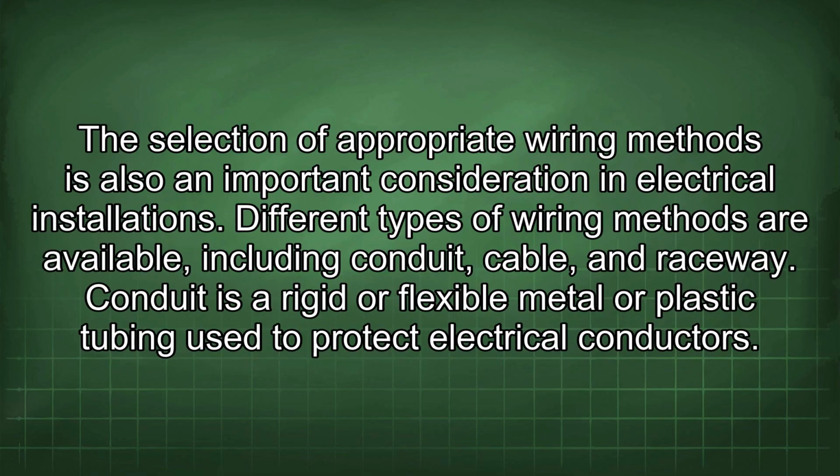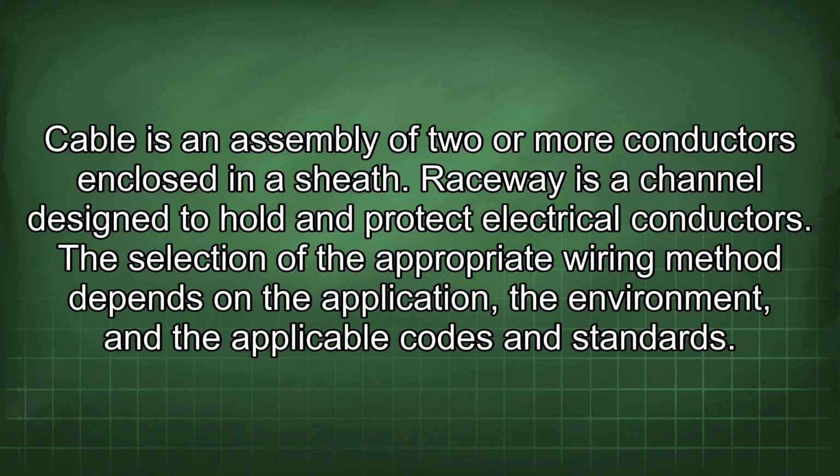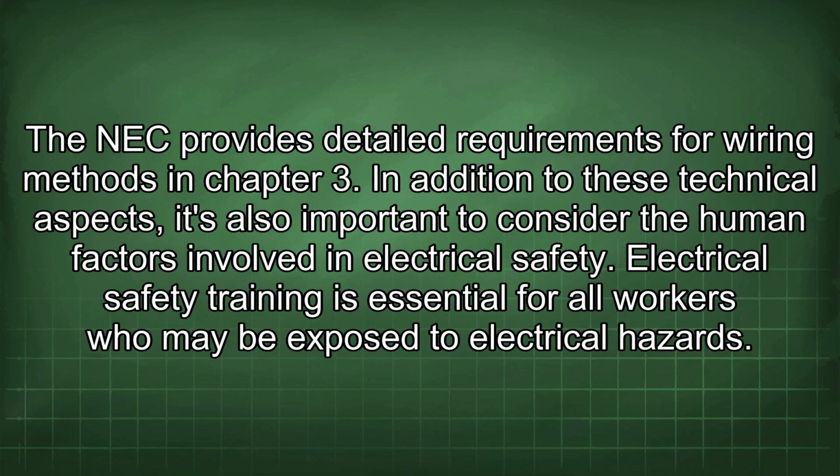The selection of appropriate wiring methods is also an important consideration in electrical installations. Different types of wiring methods are available, including conduit, cable, and raceway. Conduit is a rigid or flexible metal or plastic tubing used to protect electrical conductors. Cable is an assembly of two or more conductors enclosed in a sheath. Raceway is a channel designed to hold and protect electrical conductors. The selection of the appropriate wiring method depends on the application, the environment, and the applicable codes and standards. The NEC provides detailed requirements for wiring methods in Chapter 3.